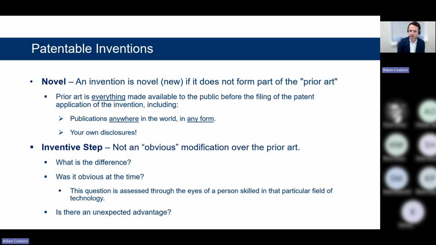Regarding inventive step, an inventive step is a non-obvious modification over the prior art. To assess whether your invention has an inventive step, a patent examiner will look at the most relevant piece of prior art, so the prior art which is most similar to your invention, and identify the difference between this prior art and your invention. And they will then consider whether this difference would have been obvious to a person skilled in the relevant technical field. If the difference is obvious, then there's no inventive step.